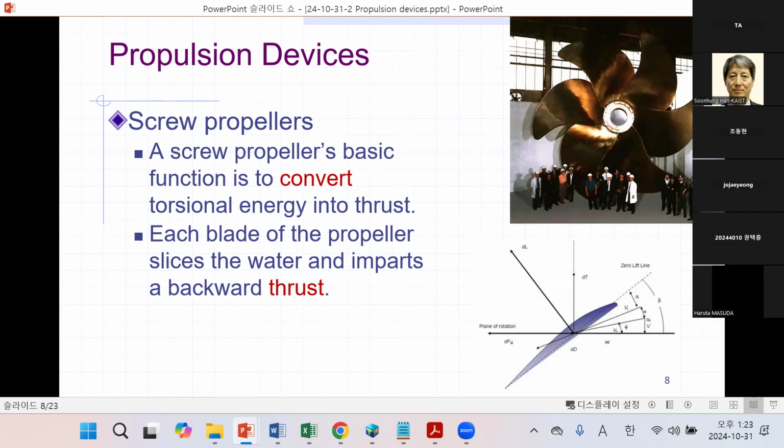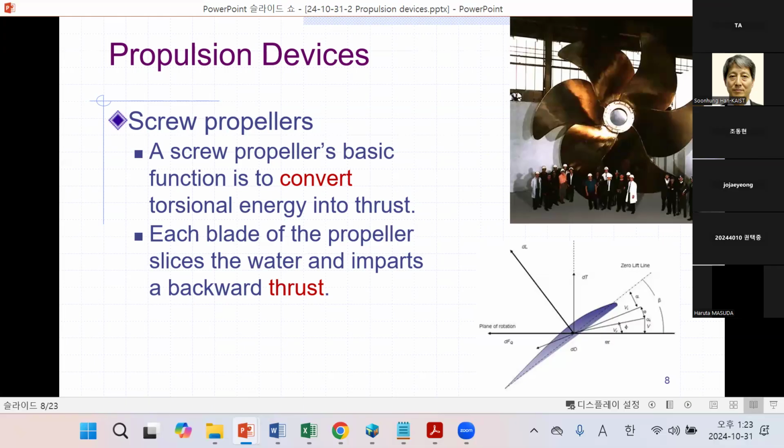But this one has many. Compared to the usual ship, it also does not have that many. But this one depends on the pressure or power delivery. You need to have more blades.